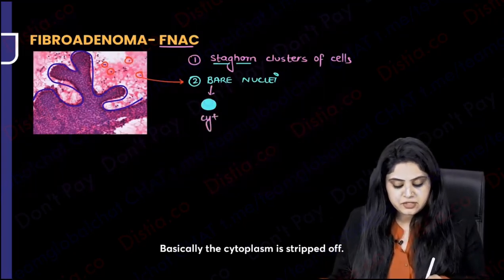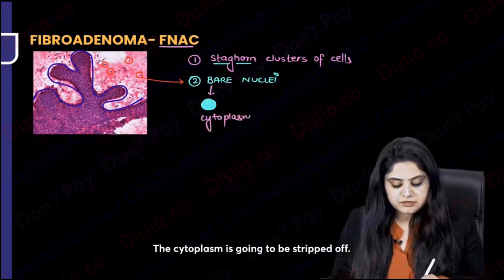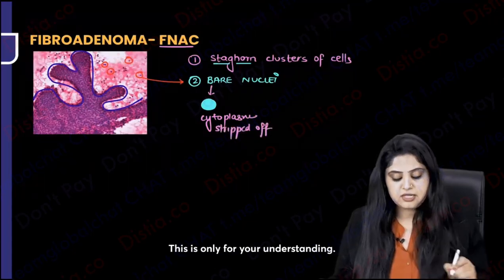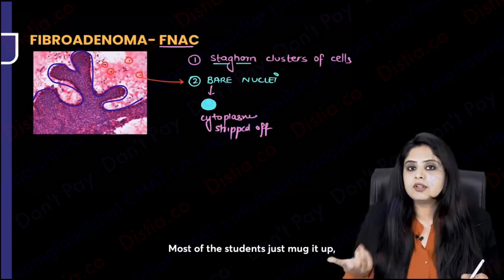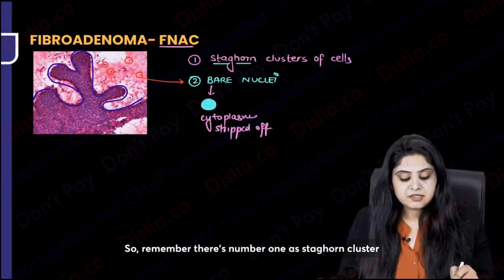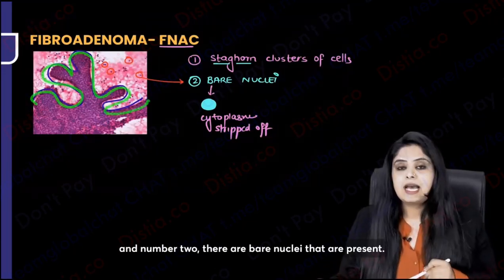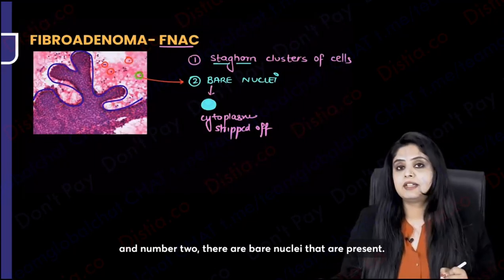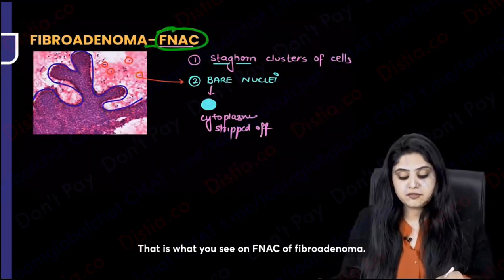Basically, the cytoplasm is stripped off. This is only for your understanding. Most of the students just mug it up, okay, what this is bare nucleus. But what is bare nucleus? Now you know. So remember, number one, a staghorn cluster, and number two, there are bare nuclei present. That is what you see on FNAC of fibroadenoma.